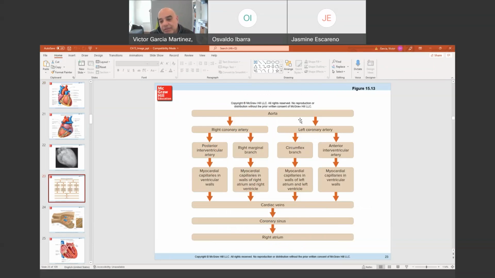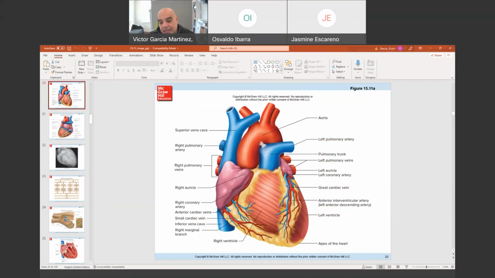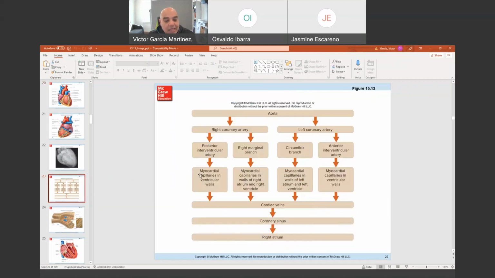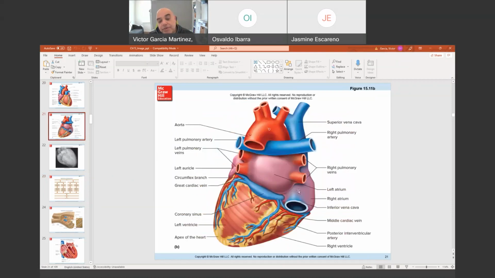From the left coronary artery, we have the circumflex branch and the anterior interventricular artery. If you can see here, this is the anterior interventricular sulcus, and this is the anterior interventricular artery. And the other artery is the right coronary artery, and we have the posterior interventricular artery and the right marginal branch. If you can see the posterior view of the heart, you're going to see this sulcus is going to be the posterior interventricular artery, and we have here these branches.